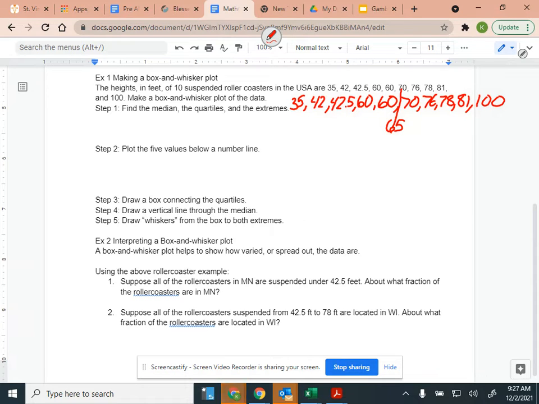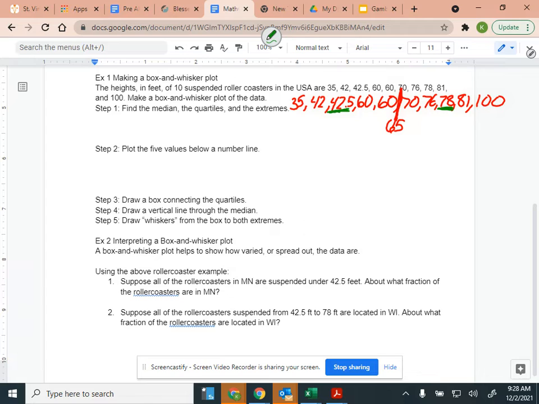So now I need to find my upper quartile and my lower quartile. So I know I'm separated right here. Remember that upper quartile is the median of the upper half. So I have 70, 76, 78, 81, 100. What is my upper quartile? Well, 78, because that's the one right in the middle. What's my lower quartile, Aiden? 42.5, because that is the middle of the lower half.